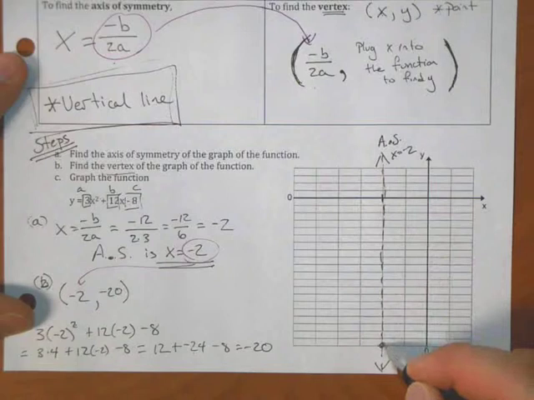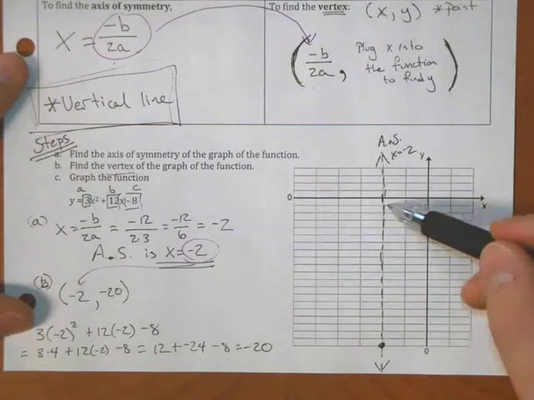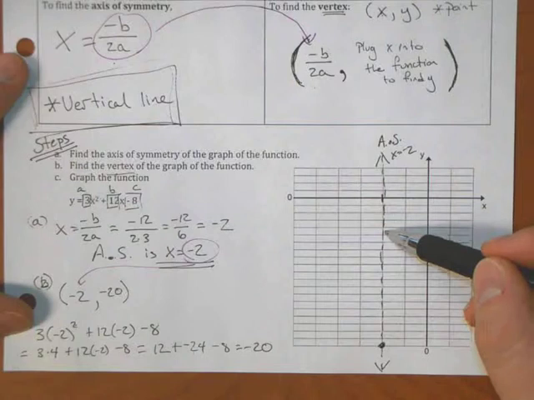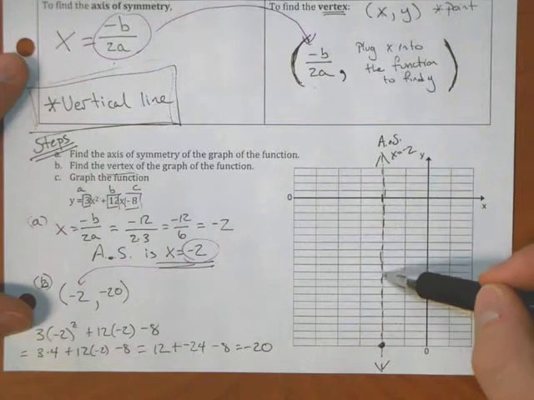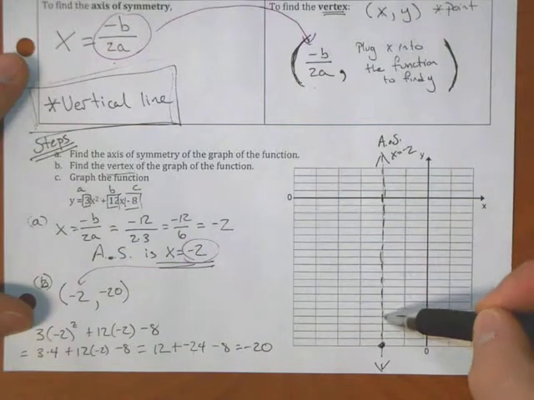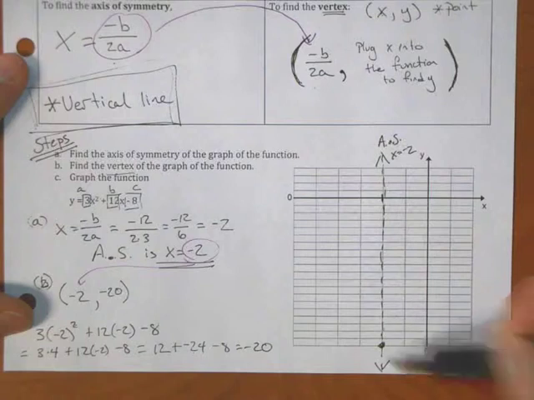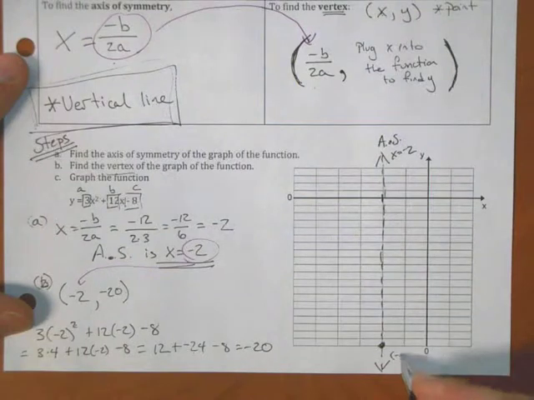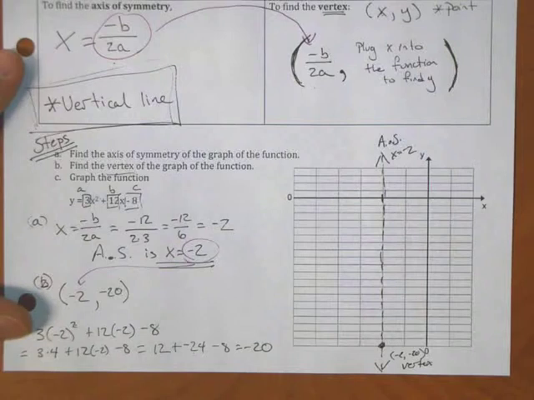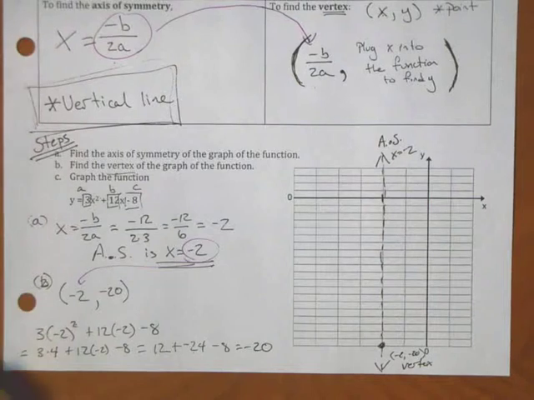If I count down, I'm a quick counter, I was convenient enough to give you the graph, so you can verify that. 1, 2, 3, 4, 5, 6, 15, 16, 17, 18, 19, 20. Here's your vertex. All of that just for one point. Okay, so we got one very important point.